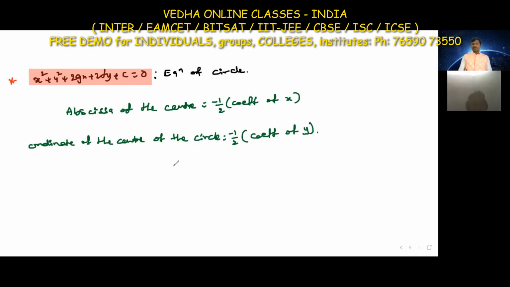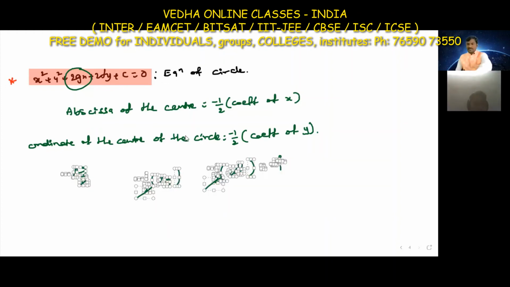By using this formula, minus g comma minus f, how are we getting minus g? 2g divided by 2 gives g, with a minus. So minus 1/2 into 2g, the 2 cancels, and we get minus g. Like that, minus f also. We get minus 1/2 into the coefficient of y, which is 2f. The 2 cancels, and we get minus f. So what is the center of the circle? Minus g comma minus f is the center of the circle.